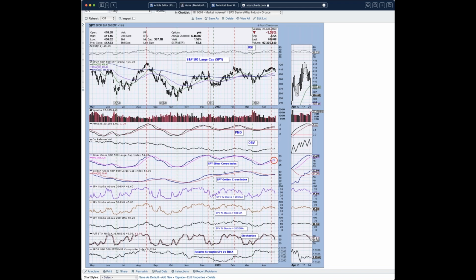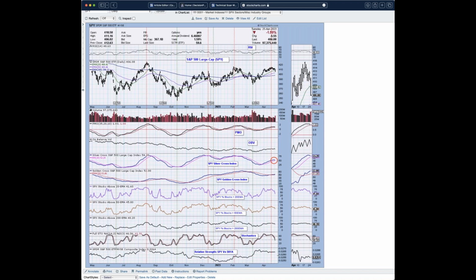So here is the Silver Cross. Here is the Golden Cross. Percent stocks above their 20, 50, and 200. I like to add stochastics to my PMO. And the relative strength of the S&P to the New York Stock Exchange. And this is really comparing the large caps to all the cats and dogs that are in the NYSE. So you can tell with this relative strength line, is it the big guys leading, or is it everybody leading, or is everybody performing the same right now because the relative strength line is flat.